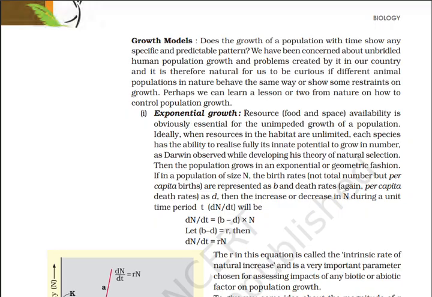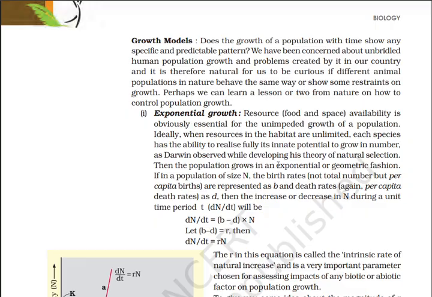First is exponential growth. Resource, food and space availability is obviously essential for the unimpeded growth of a population. Ideally, when the resources in a habitat are unlimited, each species has the ability to realize fully its innate potential to grow in number, as Darwin observed while developing his theory of natural selection.